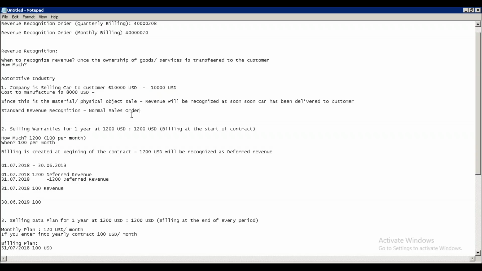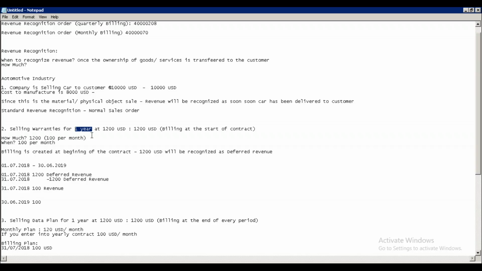Okay, very straightforward. Coming to the second scenario, let's say the same company that was selling these cars is also selling the warranties, for 1 year at 1200 USD. Now, when we are saying service, and that too for 1 year, this definitely means we cannot recognize all the revenue of 1 year in one single period.